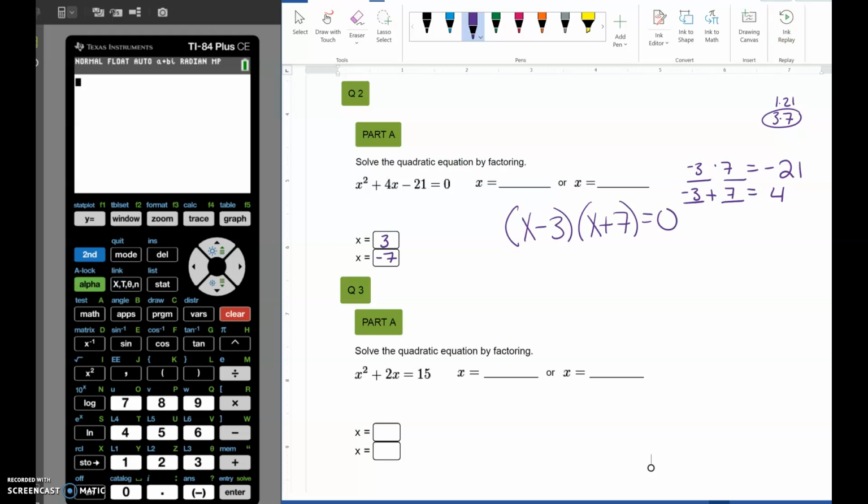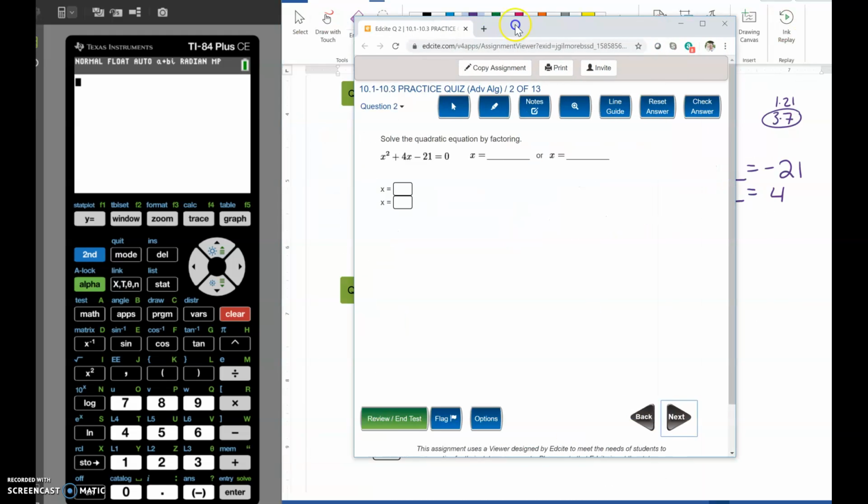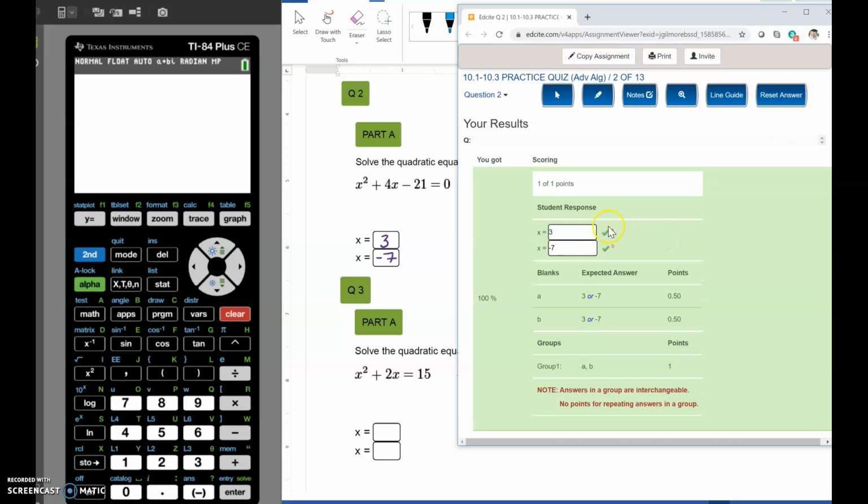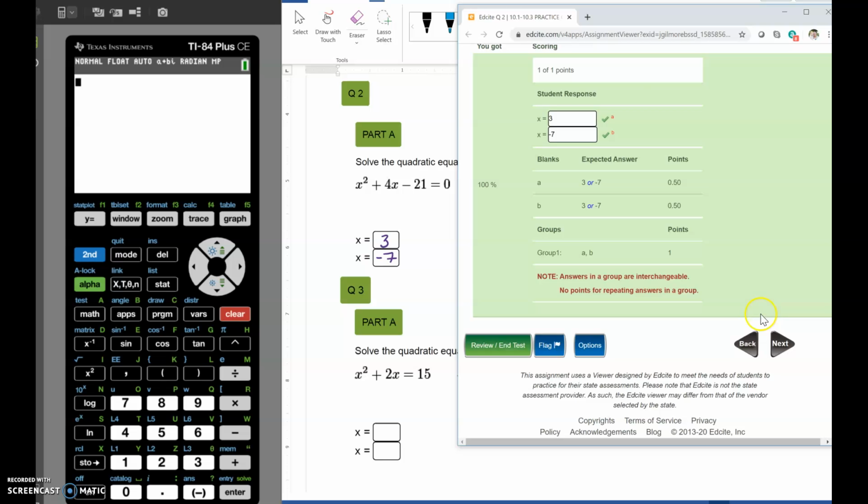And I'll drag this window back over here, type in 3, click the next box, type in negative 7, and up at the top is that check answer. Now that check answer button will not be there on the quiz, but it is there for the practice quiz. So you can check your answer and see that you got that correct.